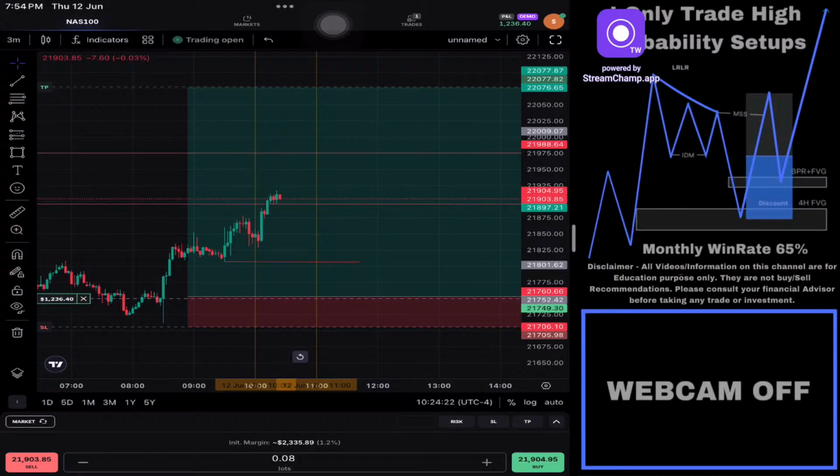Currently, I am running $1,285 profit, almost $1,300, which is very good. I have set my profit target at $2,600. This trade is opened on a mini contract with 0.08 lot size.